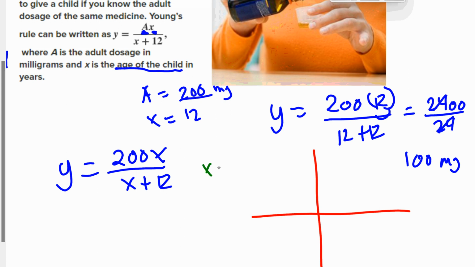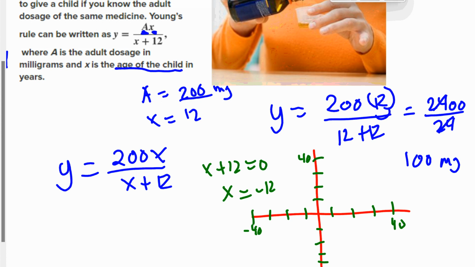Vertical asymptotes are easiest: set the denominator equal to 0 and solve it. This one has no factoring, so we just get negative 12. Let's count by 10s on both axes: 10, 20, 30, 40, and negative 10, 20, 30, 40. So negative 12 would be somewhere about right here, and we label that x equals negative 12.